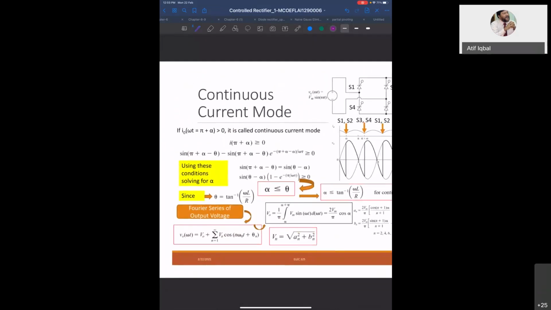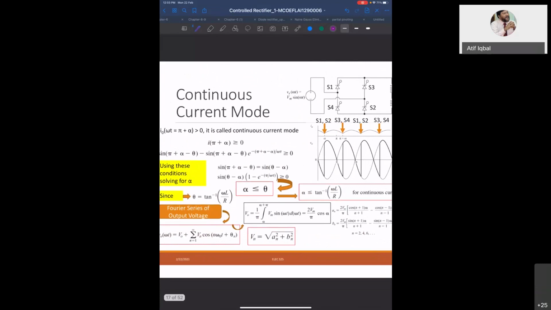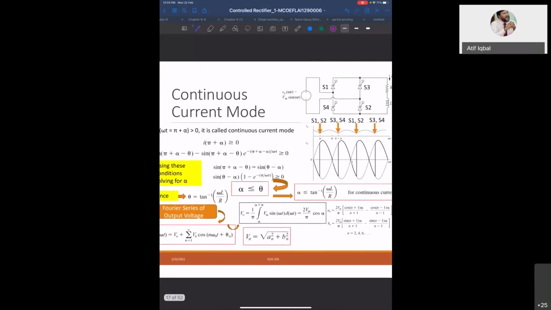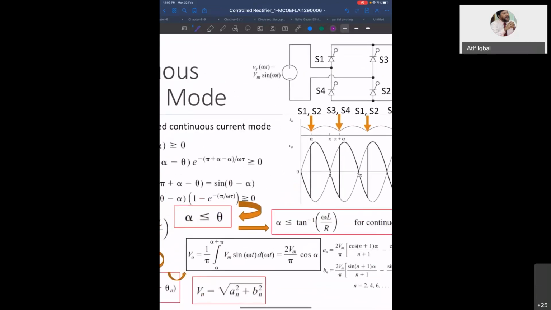This is continuous conduction mode. So you see here in continuous conduction mode, at alpha you trigger S1, S2. At pi plus alpha you trigger S3, S4. Then again you trigger S1 and S2 and so on. So what you see is that the current is not touching zero. The current goes until pi plus alpha and then again it rises. So there is a continuous current.